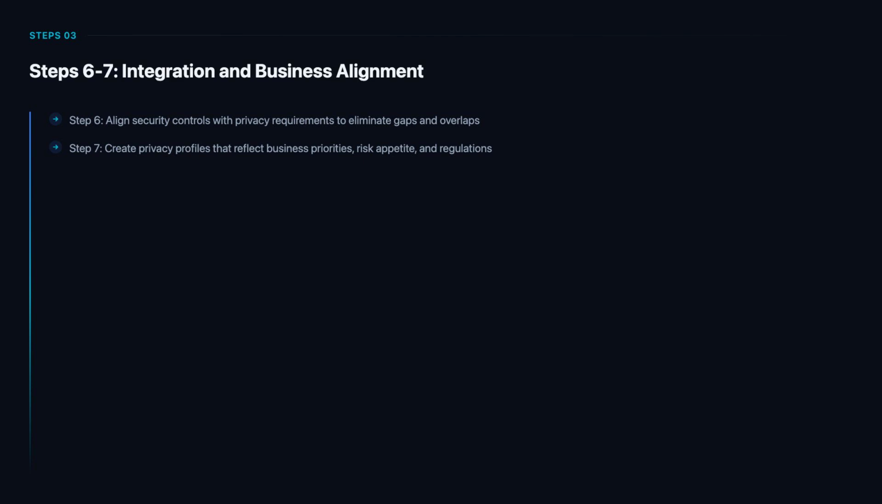Step 7 aligns the framework with business objectives. Create current state and target state privacy profiles that reflect your business priorities, risk appetite, and regulatory obligations. The gap between current and target profiles becomes your privacy improvement roadmap. This step ensures privacy investments are directed where they create the most value.